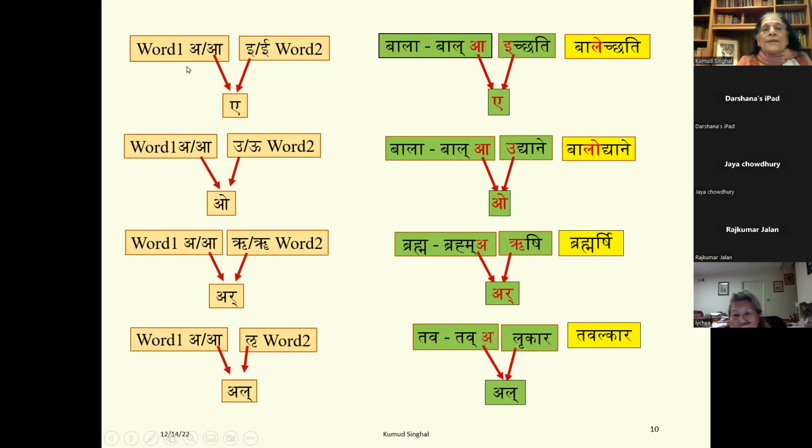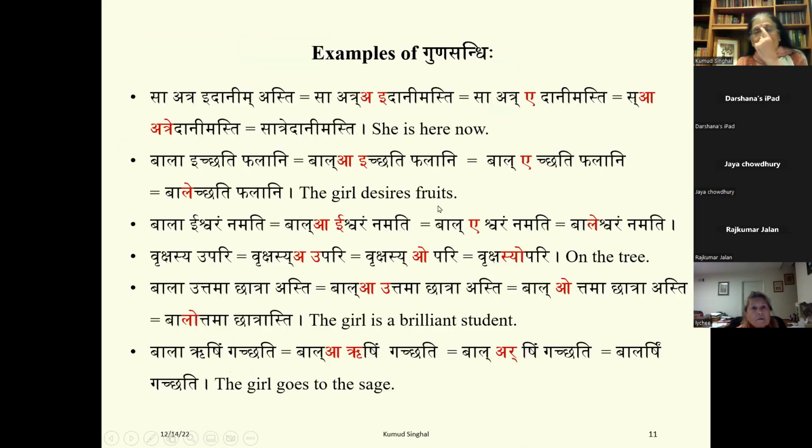So in Guna Sandhi, if a or ā are followed by e or ē, then they are replaced by e. A or ā followed by u or ū, replaced by o. A or ā followed by ṛ or ṝ, replaced by ar, and followed by ḷ is replaced by al. So let's look at some more examples of Guna Sandhi. This is very important. Like vowel sandhis, you will see their use all the time.